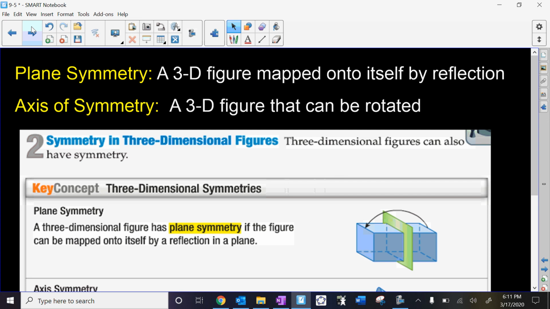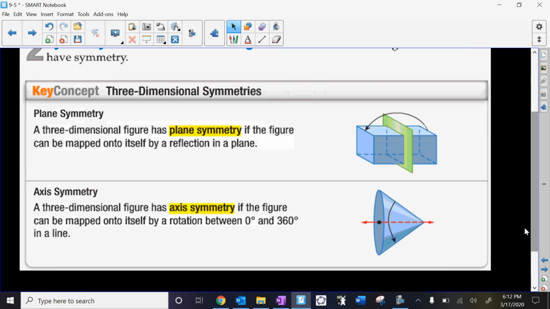Now we're going to start looking at three-dimensional symmetry. So we have plane symmetry and we have axis symmetry. Plane symmetry is very similar to line symmetry in two-dimensional. So if I draw in a line, would it cut my shape directly in half? It'd be the same on each side, just kind of like this picture is showing right here. Axis of symmetry, it's pretty much the same thing as rotational symmetry. Can I spin it so it looks exactly the same?